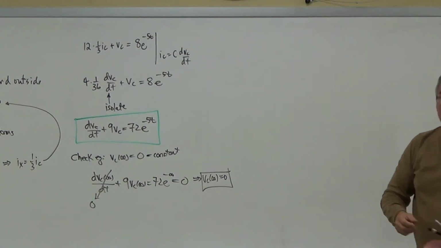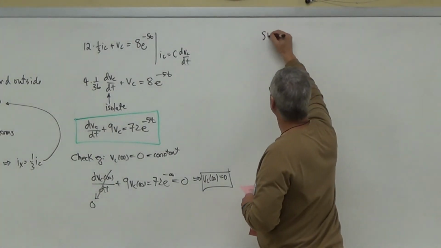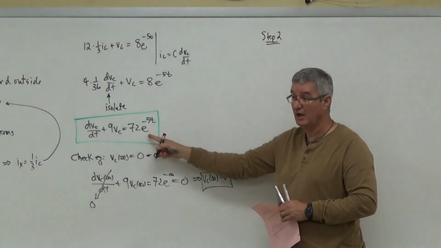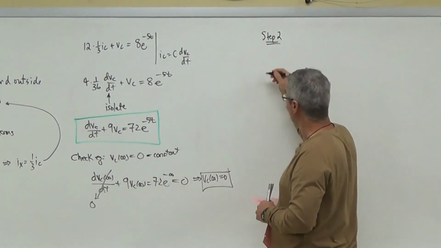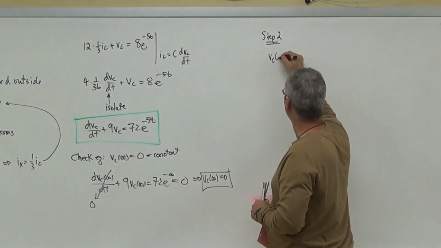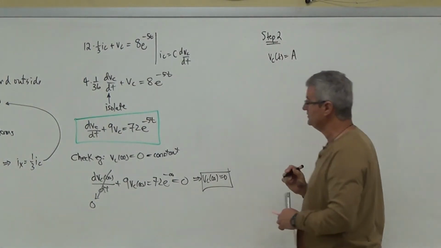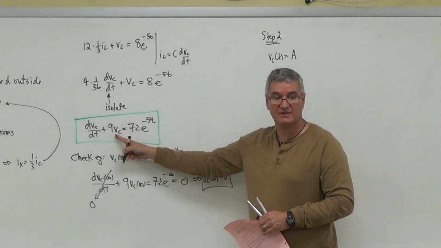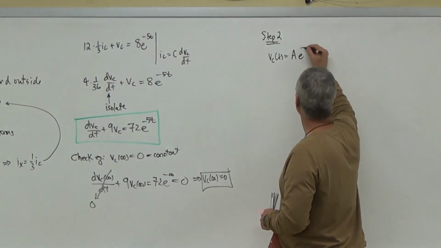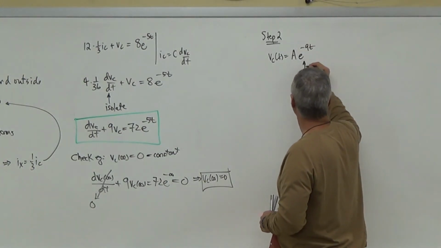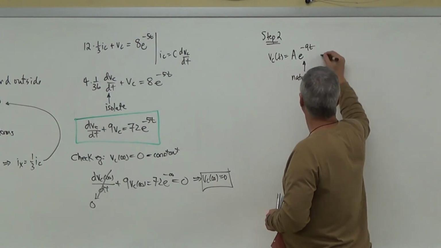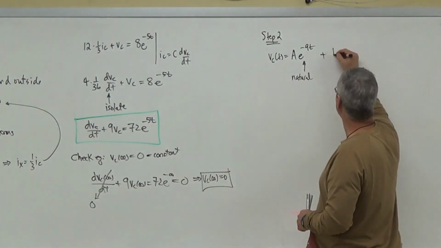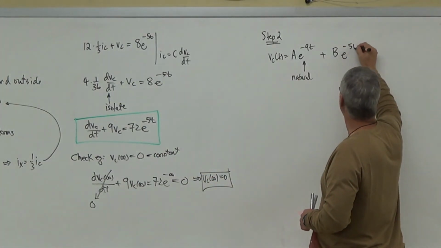So now, let's go write down the solution. So I'm at step 2. What I'm going to do is look at my equation and write my solution here. So I'm going to see that Vc of t has a natural response. What's the natural response? Well, it has to be that guy right there. I pull off the tau, so it's got to be e to the minus 9t. That's the natural response, plus the forced response, and you can see that it has to be e to the minus 5t, so I'm just going to write this as b e to the minus 5t.